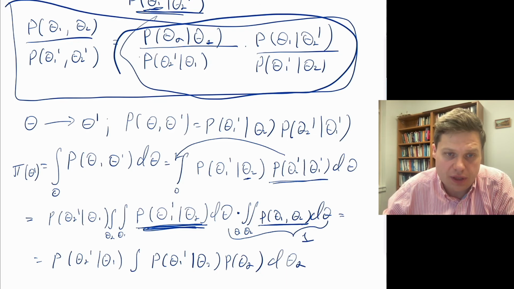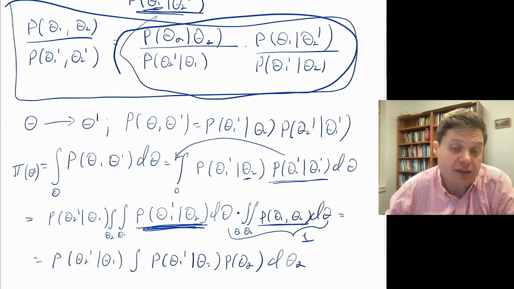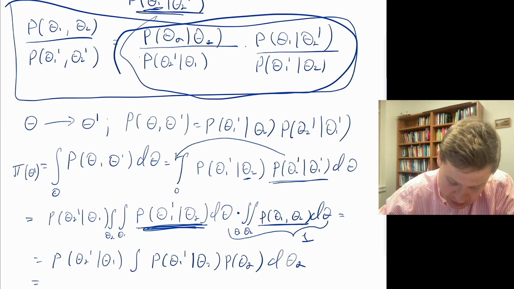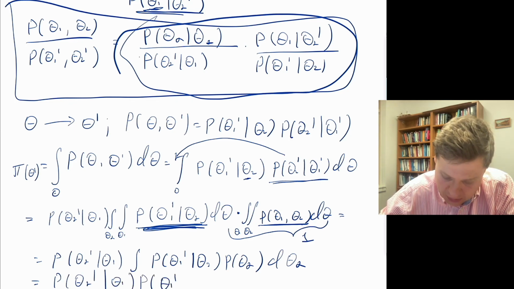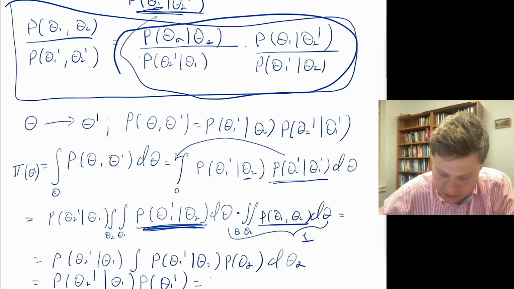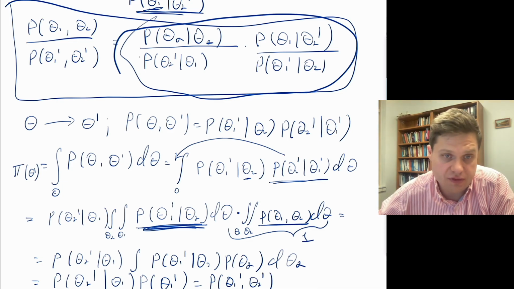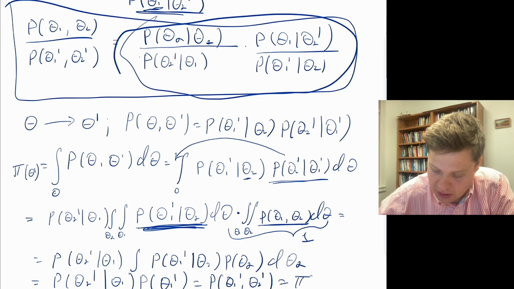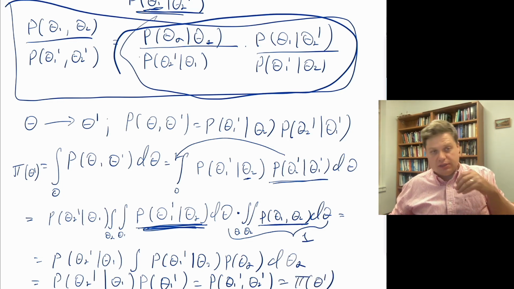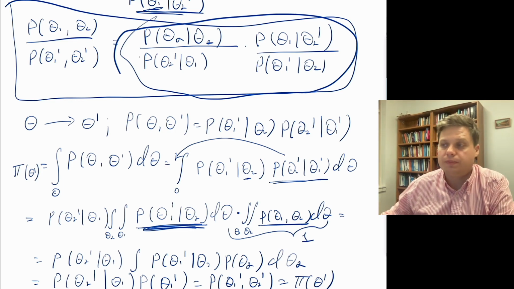And now p of theta 1 prime given theta 2 times p of theta 2 is just the joint over theta 1 prime and theta 2. And if you integrate theta 2 out of the joint, you just get the marginal over theta 1 prime. So that just equals p of theta 2 prime given theta 1 prime, and then what you have here is the theta 1 prime marginal. And of course, that's just the joint density of theta 1 prime, theta 2 prime. So that's a density over theta 1 and theta 2, exactly what we want. So we have our stationary density. So this type of transition, these kernels lead to stationary densities.